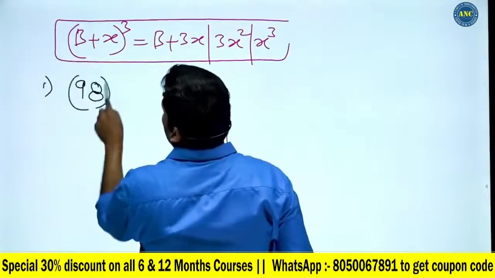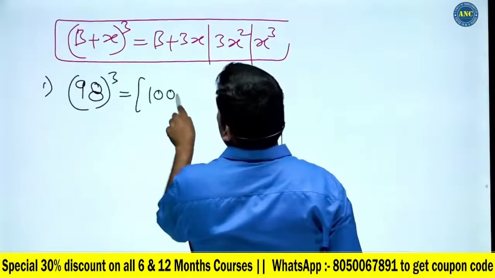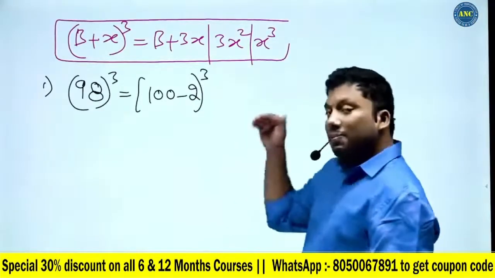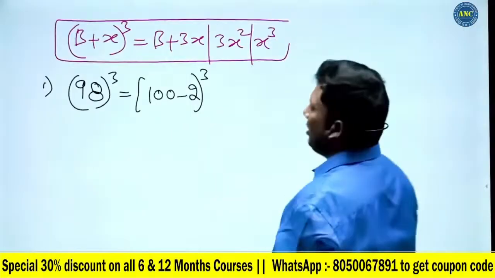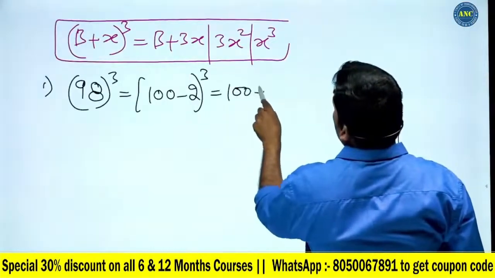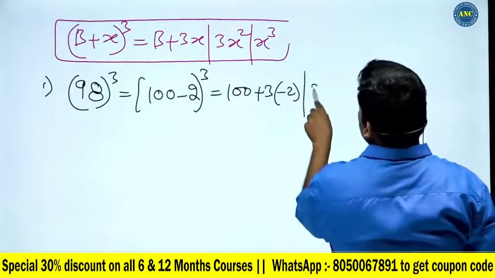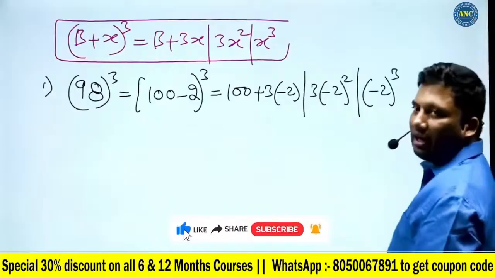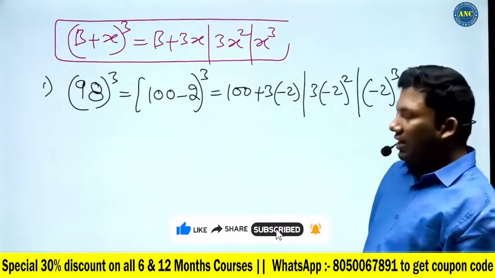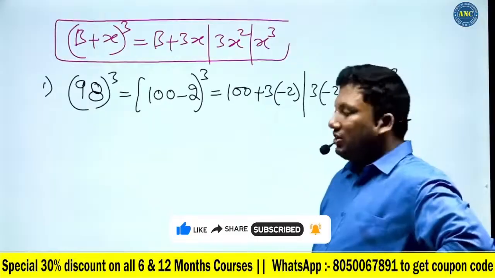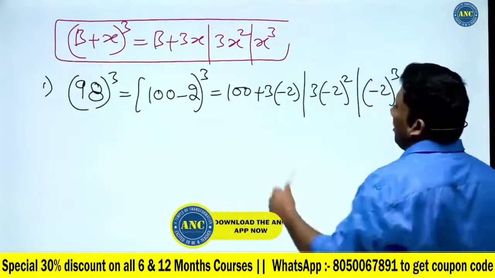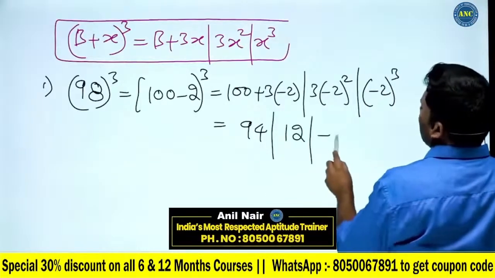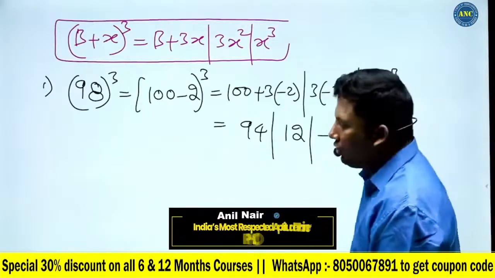98 whole cube. 98 is 100 minus 2 power 3. B is 100. X is minus 2. So this will become b plus 3x, next is 3x square, next is x cube. Till here clear? B plus x power 3 is b plus 3x, 3x square and x cube. 100 minus 6, 94. 4 3s are 12. Minus 2 cube is minus 8.